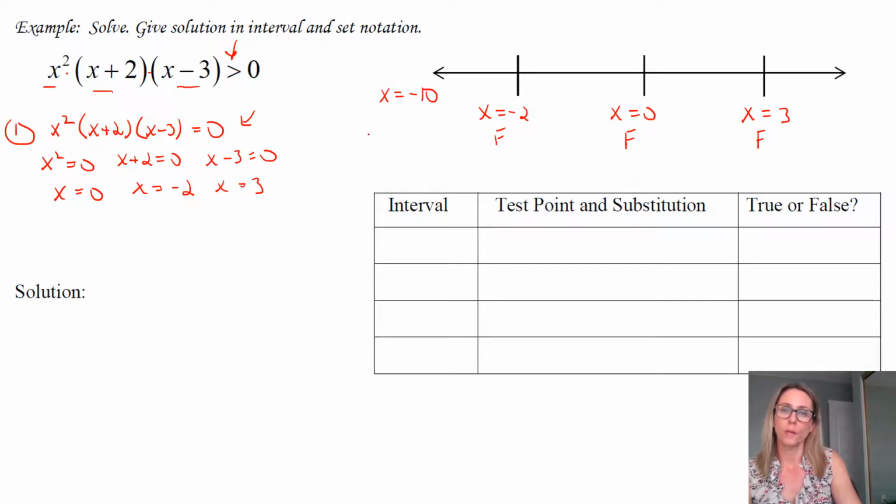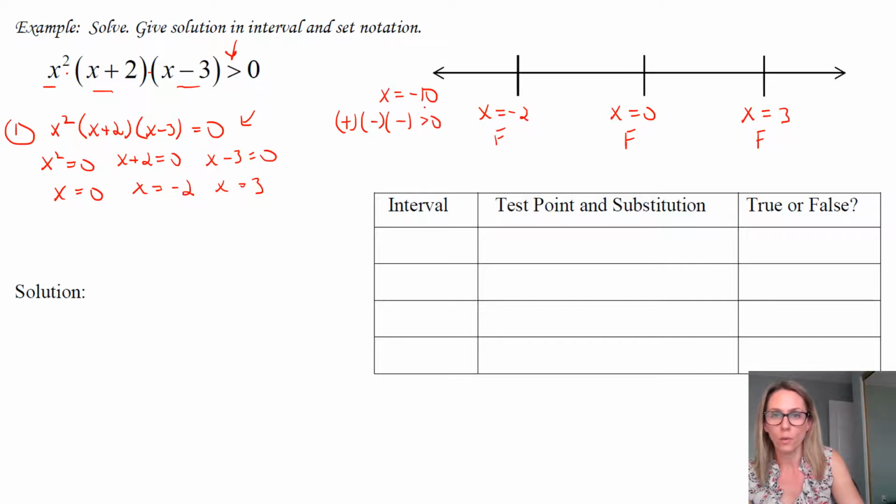One thing that you can do, because the right side is greater than 0, I just need to know, is my value positive or negative? I don't even need to know what happens when I plug in -10. I just need to know, is the number going to be positive? Is the number going to be negative? So if you plug in -10, if you take -10 and you square it, that is a positive number. If I plug in -10 plus 2, that's a -8, so that's negative. And then if I do -10 minus 3, that's a -13. So that's negative as well.